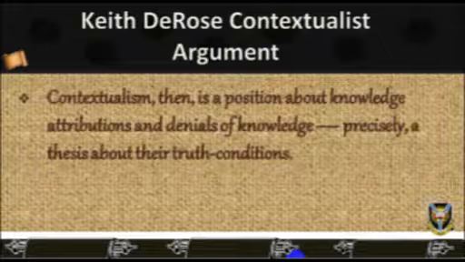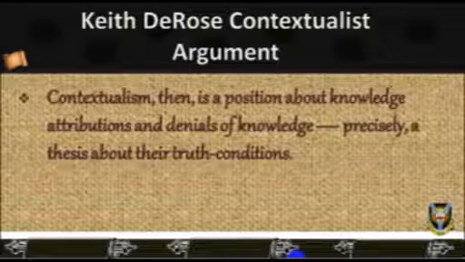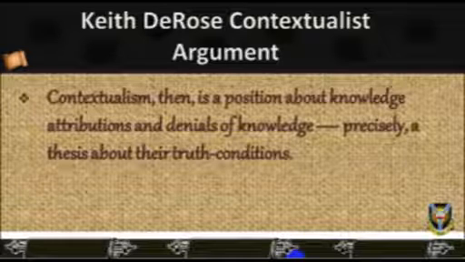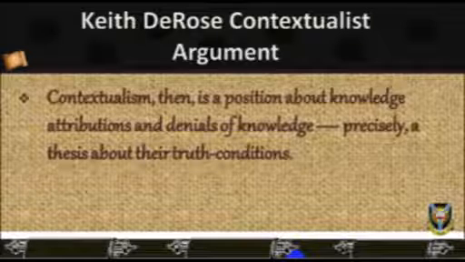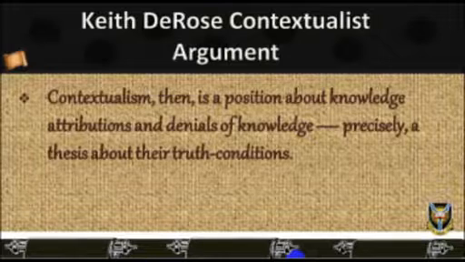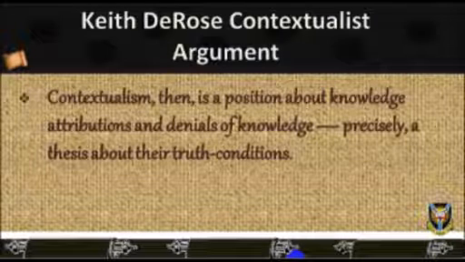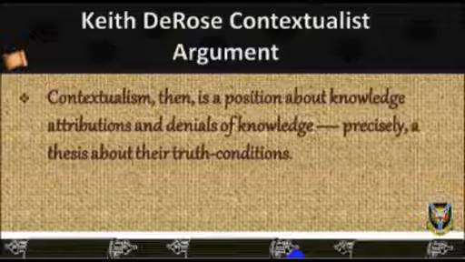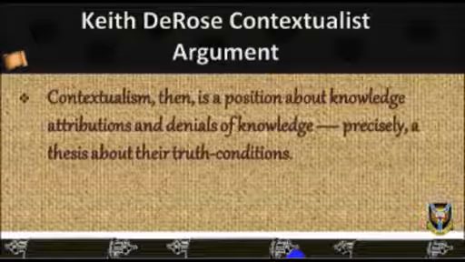Contextualism, so understood then, is a position about knowledge attribution, that is, sentences attributing knowledge to a subject, and denial of knowledge, precisely a thesis about their truth conditions. This has been known to give rise to the following type of outburst. Your contextualism isn't a theory about knowledge at all. It's just a theory about knowledge attribution.